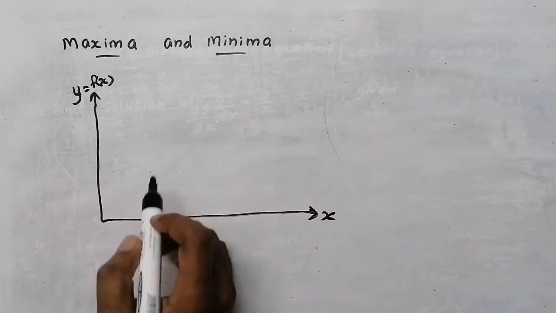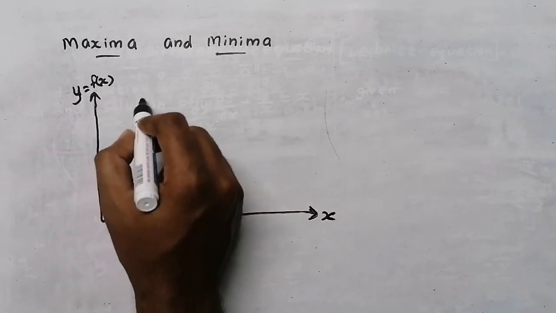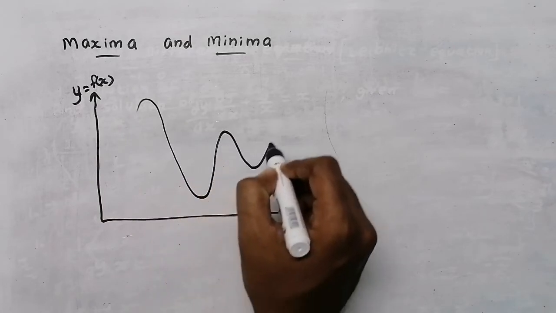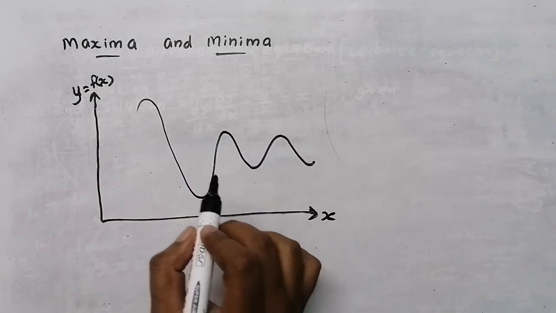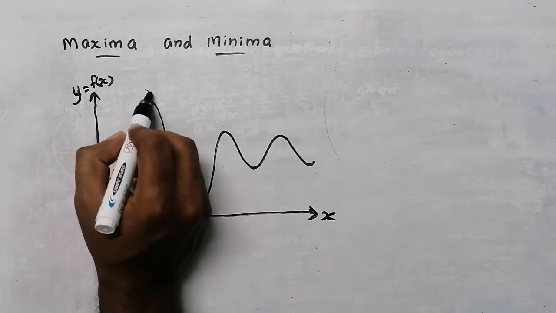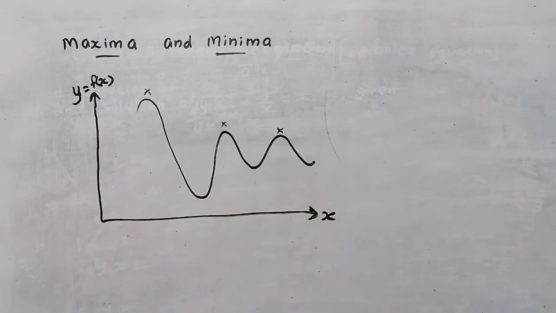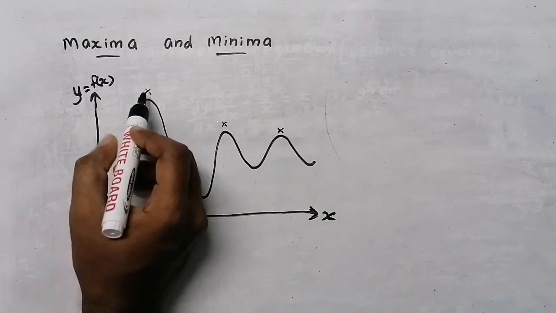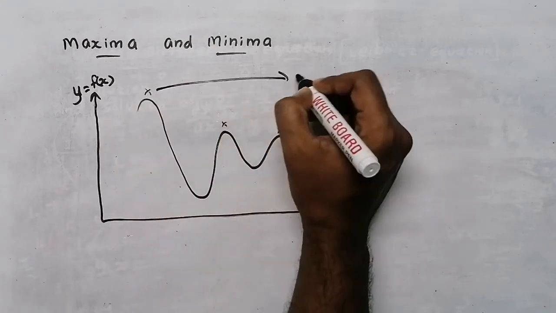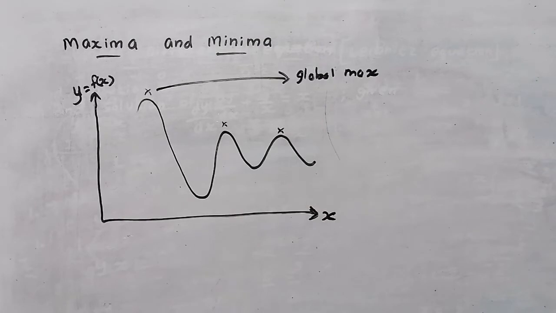Suppose this is a graph with x-axis and y-axis, and there is a graph like this. So this is my graph. Now look at this graph. Tell me the points of maximum. See, this is a point of maximum, this is a point of maximum, and this is a point of maximum. In this, which is the highest point? This is the highest point. So this one is a global maximum.